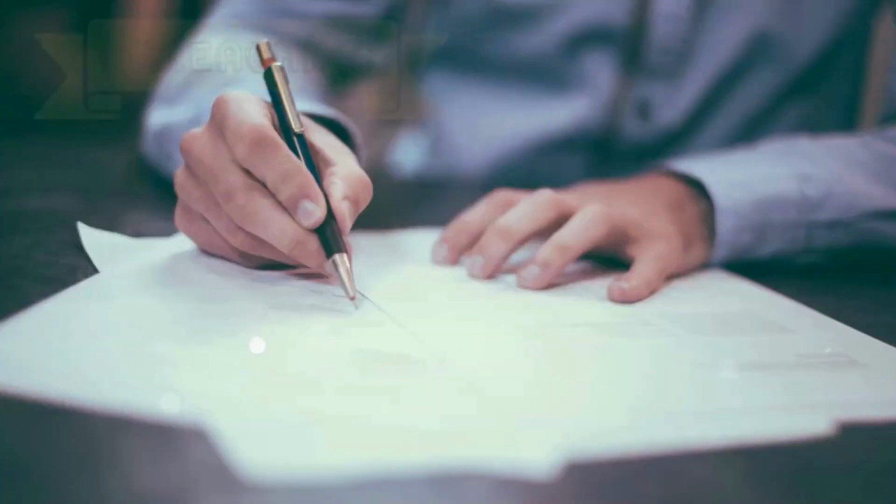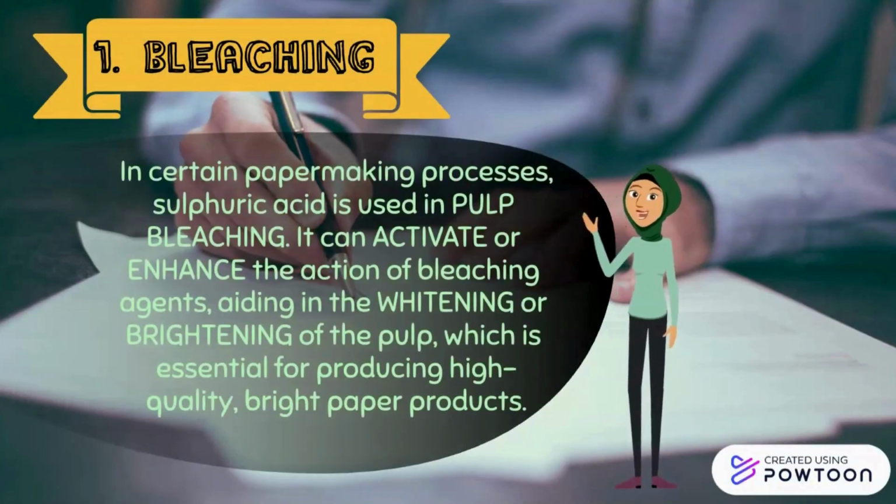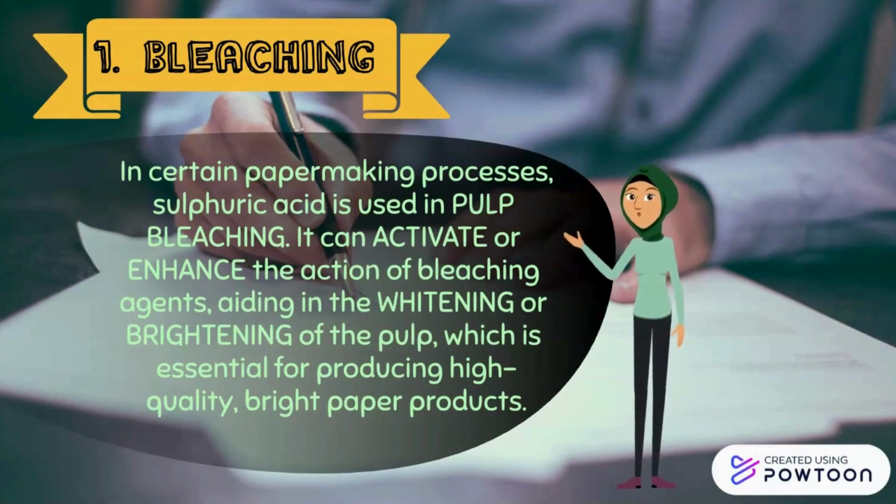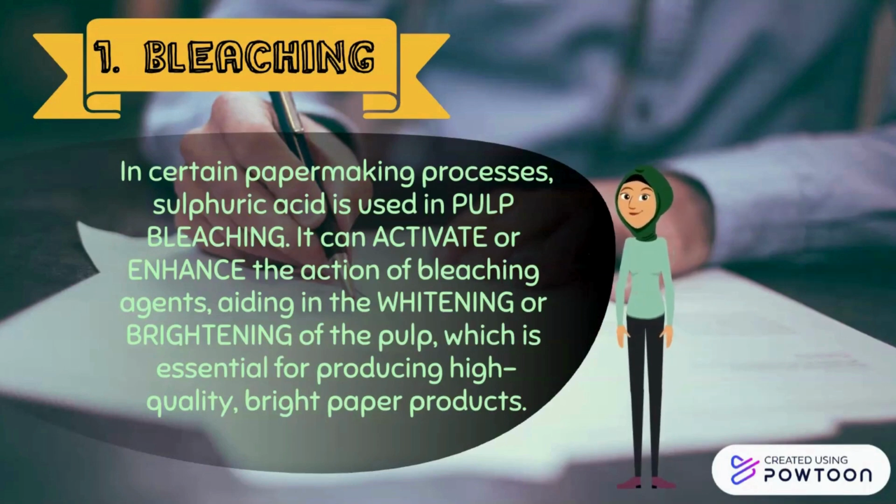First is bleaching. In certain paper making processes, sulfuric acid is used in pulp bleaching. It can activate or enhance the action of the bleaching agent, aiding the whitening or brightening of the pulp, which is essential for producing high quality bright paper products.